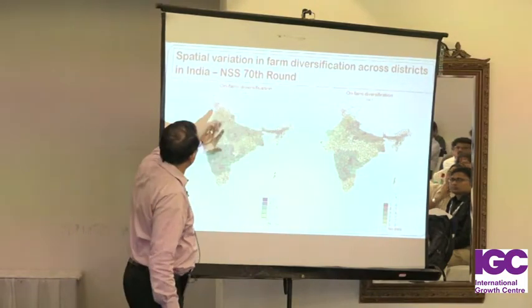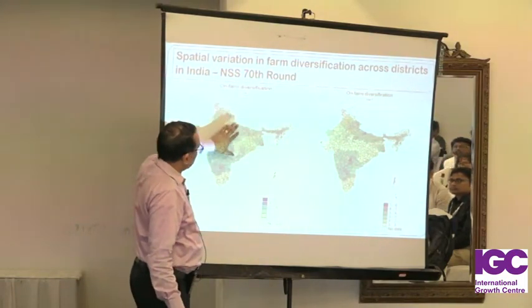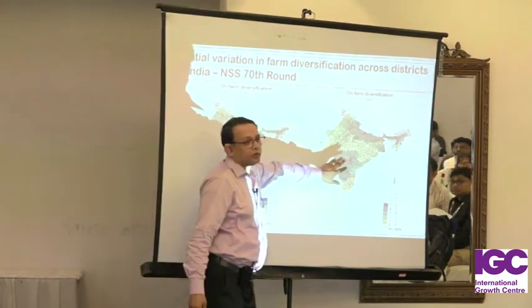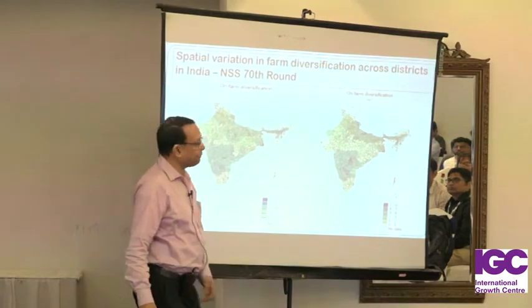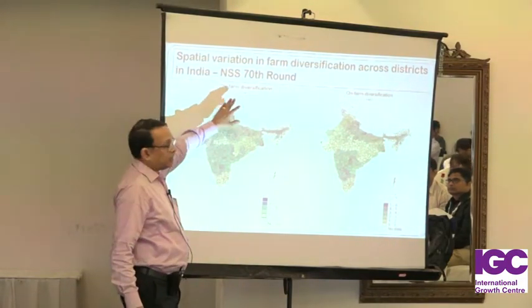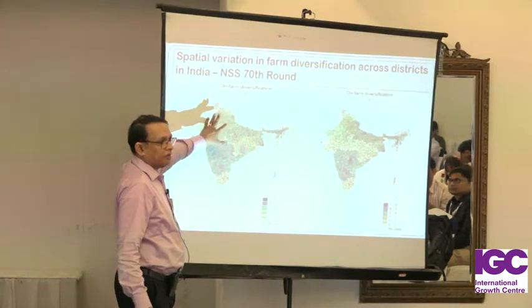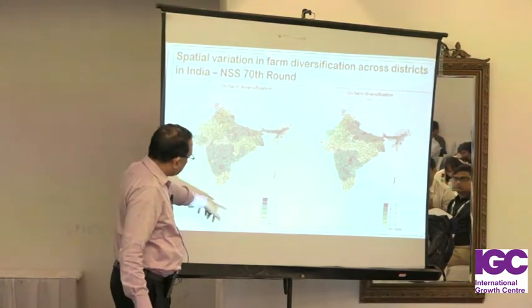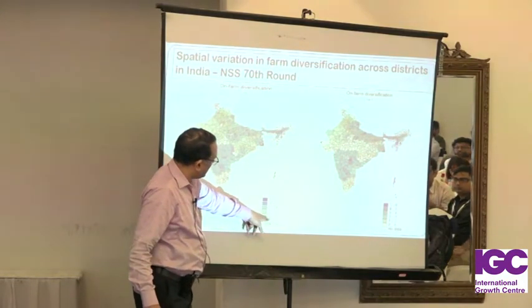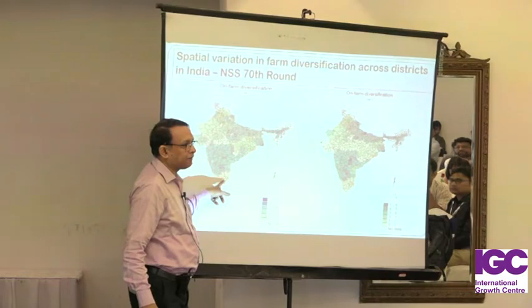So this is visit 1. Visit 1 therefore gives information on the Kharif for 12-13. This is the Rabi for 12-13. So you find that we are showing the on-farm diversification. There are some places where they are involved in only one activity.